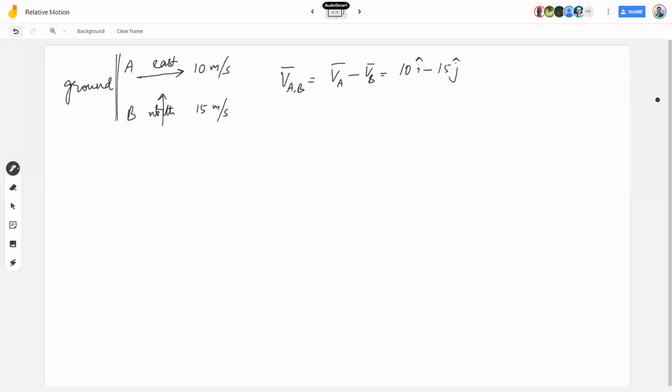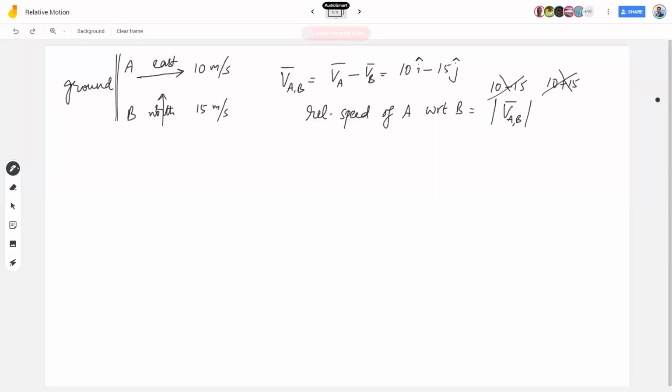I can write like that. In that case, relative speed of A with respect to B is 10 minus 15, wrong. 10 plus 15, wrong. All these things are wrong. Relative speed of A with respect to B is the magnitude of the velocity of A with respect to B, that's all.